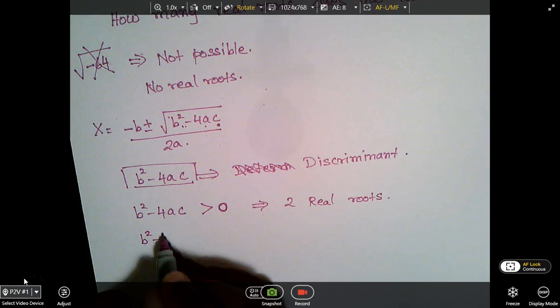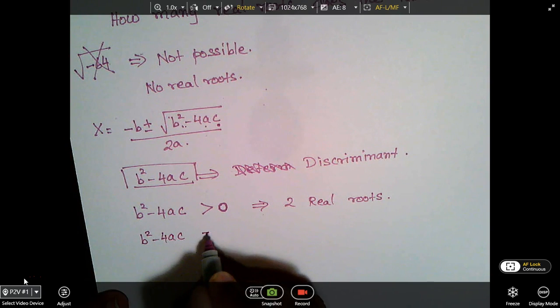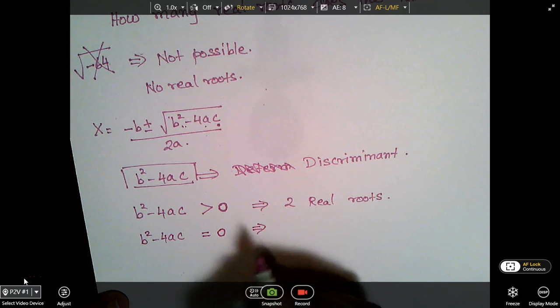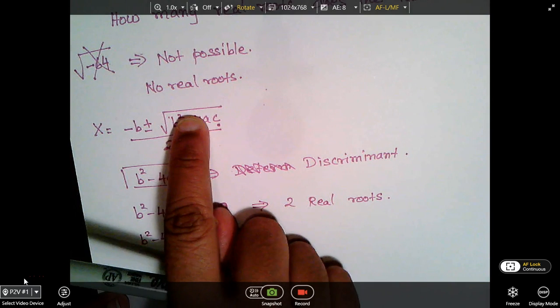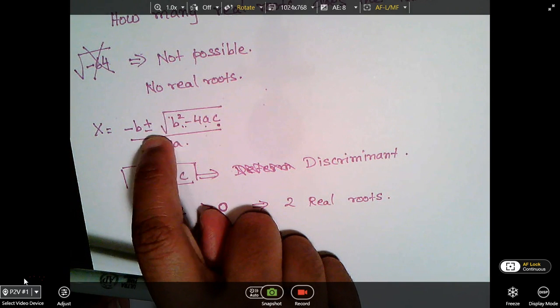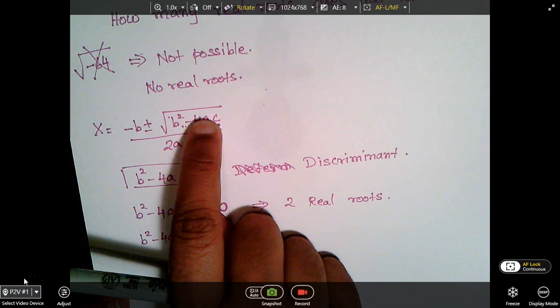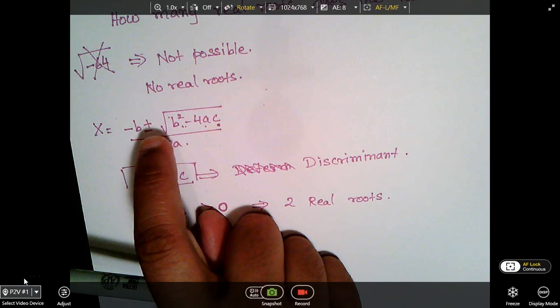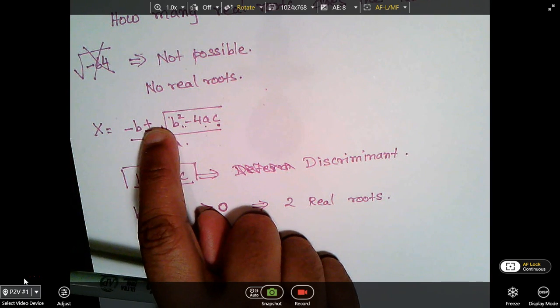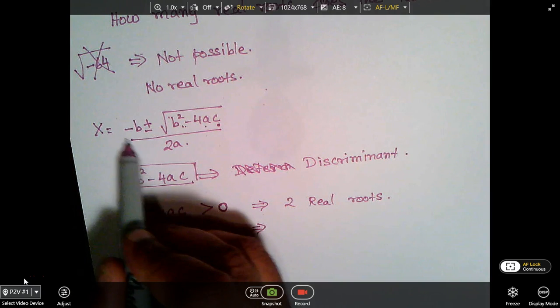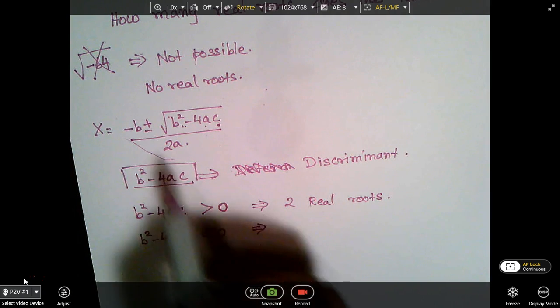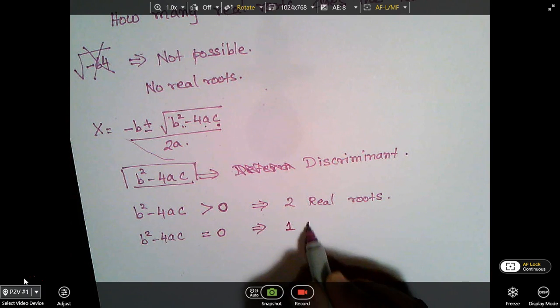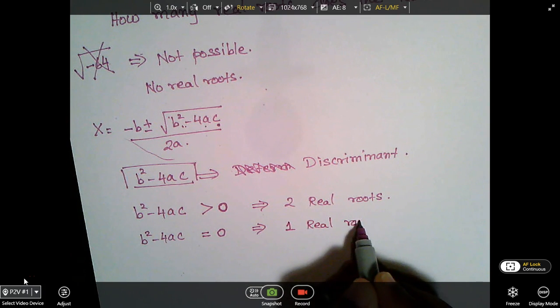If b squared minus 4ac turns out to be equal to 0, that means this whole thing goes away. There is no possibility of plus or minus because the square root of 0 is still 0. So plus or minus 0 doesn't really matter. All I have is negative b over 2a. So there is only one real root in that case.